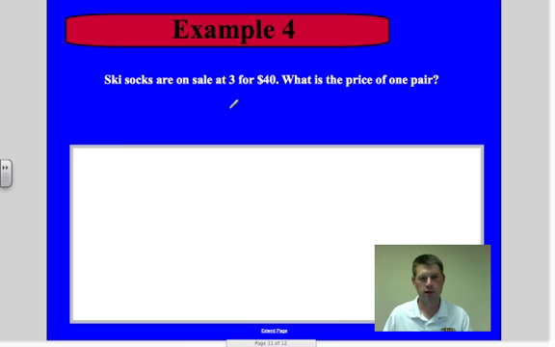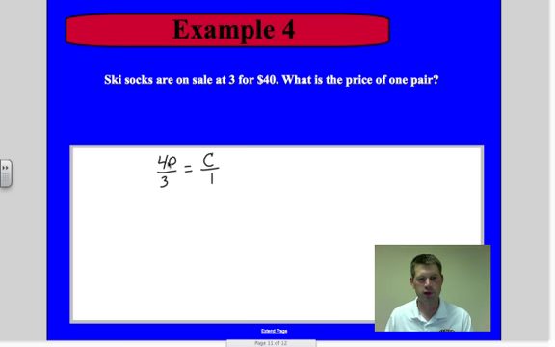So what we're going to say is that we know it's 3 pairs for $40. We want to know how much for 1 pair. And there's really a couple ways you could do this. Since we want to know price per 1 pair, I might say 40 over 3. So I'm saying this is my price per pair, but I want to know how much that's going to be, so I'm going to put cost for how much 1 pair is going to cost. But I want to know for 1 pair. So that's how it would work.